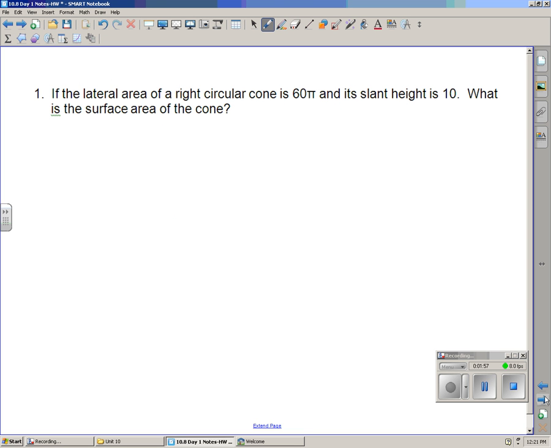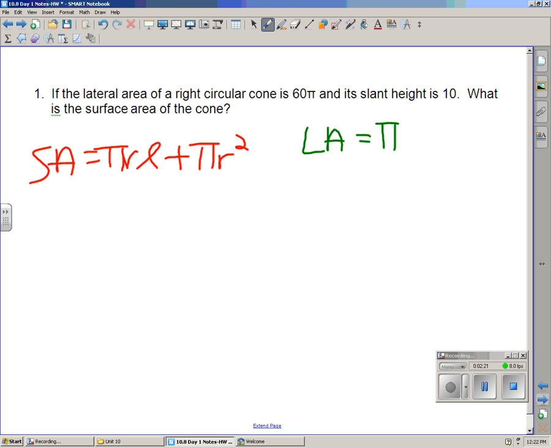If the lateral area of a right circular cone is 60 pi and its slant height is 10, what's the surface area? Well, for surface area to be figured out, we need to have pi RL, which we have the lateral area, plus pi r squared. What we're missing is the radius, so that has to be found. So finding the radius should be pretty easy also, because you know that the lateral area happens to be 60 pi. So if we set 60 pi equal to pi RL, and we solve for, oh, back up for 1 second, we know the slant height too.